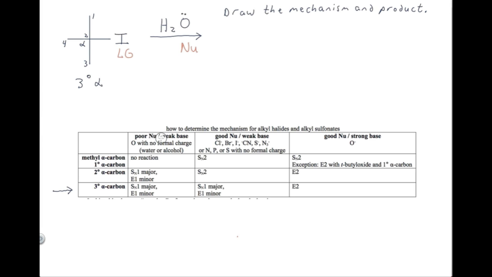And we choose the column based on our nucleophilic atom. Well, we're using a neutral oxygen. And neutral oxygen will put us in this left-hand column. Neutral oxygen, that's the poor nucleophile column. You can see that water is specifically listed as one of the possible poor nucleophiles for this column. And that tells us that the major mechanism will be SN1.